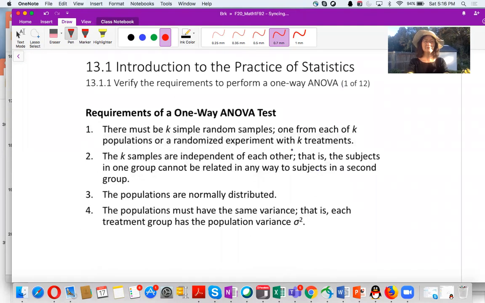The requirements for the one-way ANOVA test: 1, there must be k simple random samples. And those k samples are independent of each other. Populations are normally distributed, and populations have the same variance.